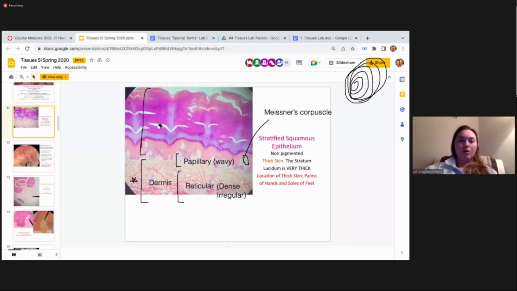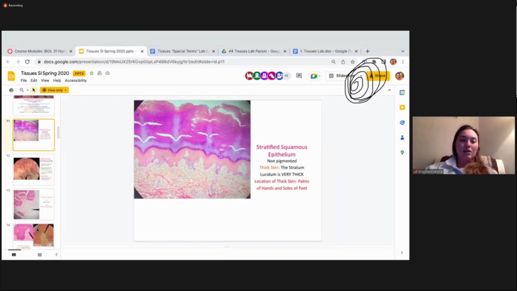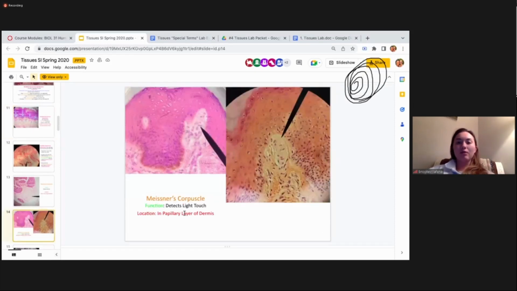All right, so going back, looking real quick at our Meissner's corpuscle, you now know the location is in the papillary layer of the dermis because it's poking up. So in this picture, what do you see right here? You see epidermis, and then you see epidermis. If we wanted, we could label all the layers again, right?